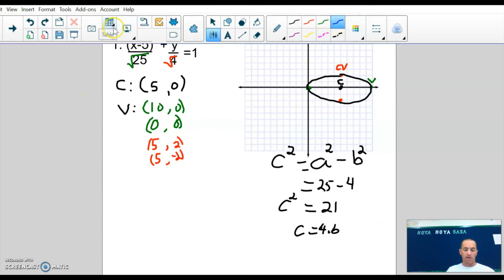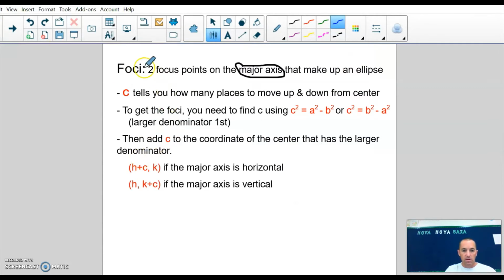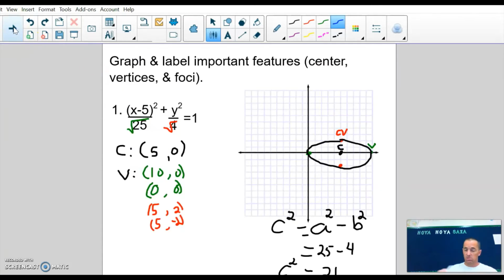Let's go back. Foci are 2 points along the major axis. C tells you how far to move, and so we're going to add C to the center. So we're going left and right from the center. We're going to go 4.6, which is 1, 2, 3, 4, and it's going to be right in there. Hopefully you see that it's blue. That's one focal point. This is the other focal point.